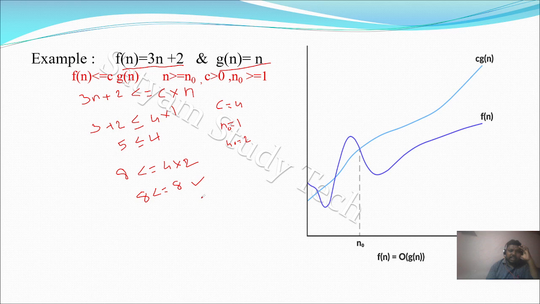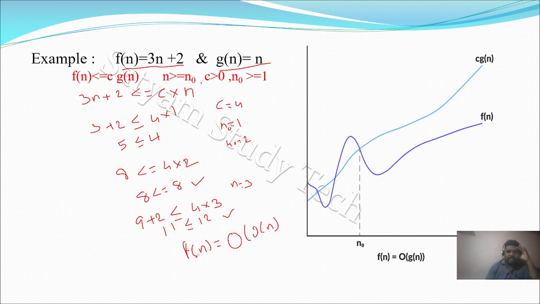So here you can check one more value. N value is 3. Now you can see 3 into 3, that is 9 plus 2, less than or equal to c value 4 into n value 3. 4 into 3. So here you can see 11 less than or equal to 12. It also satisfies the equation here. So that's why you can say that f of n is equal to big O of g of n.